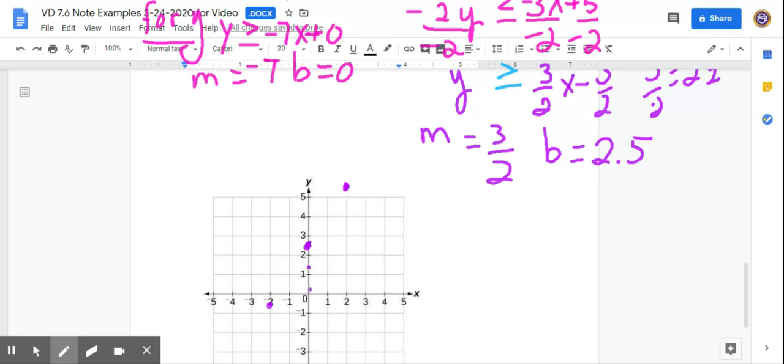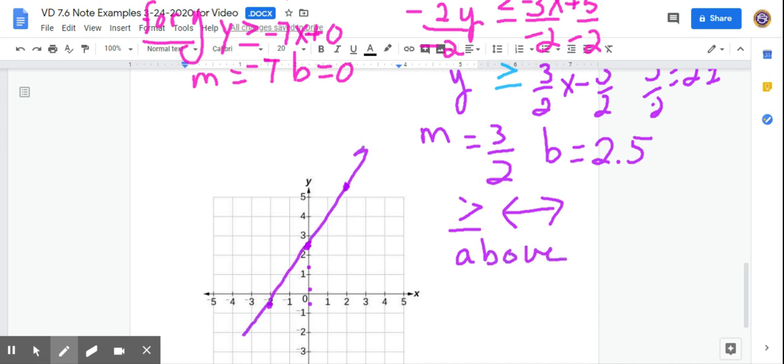1, 2, 3. Okay? Now we have to draw our line. So we're going to draw our line. It's greater than or equal to. Solid line. And where are we going to shade? Above. So solid line. And again, just going to do a few little lines to show me where it goes.